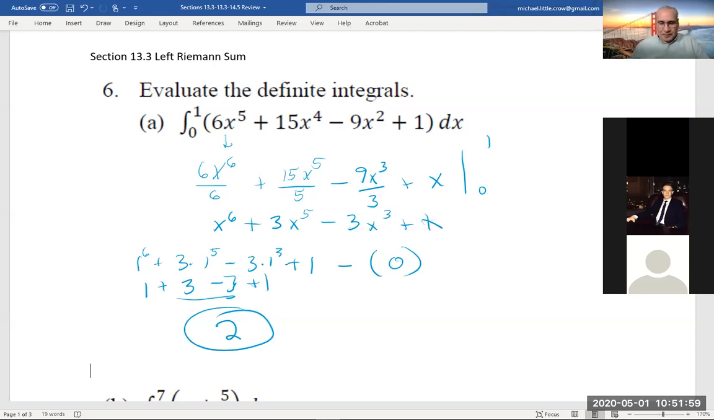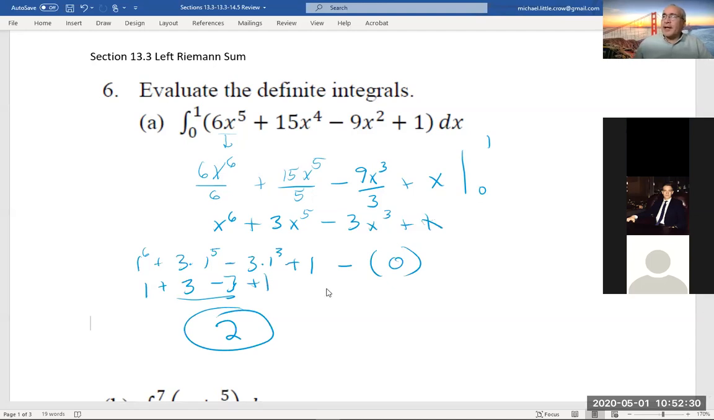Is that good? And again, you could do it with a calculator. Just plug the original one up into y equals, do second calc, and then do the limits from 0 to 1. You should also end up with 2. So it's just plug in the value for 1 and plug in the value for 0 and then subtract those two answers. Correct.